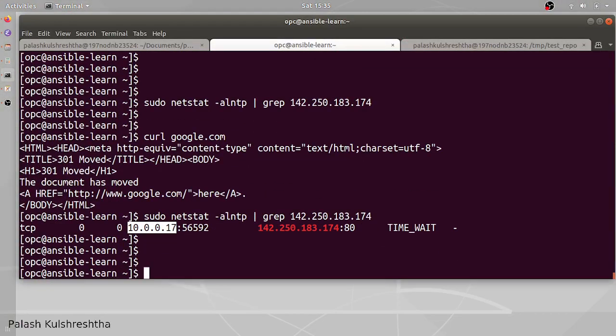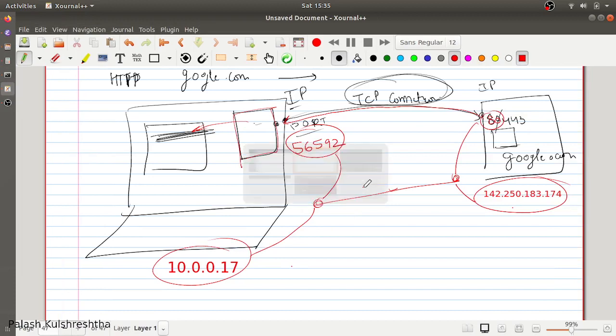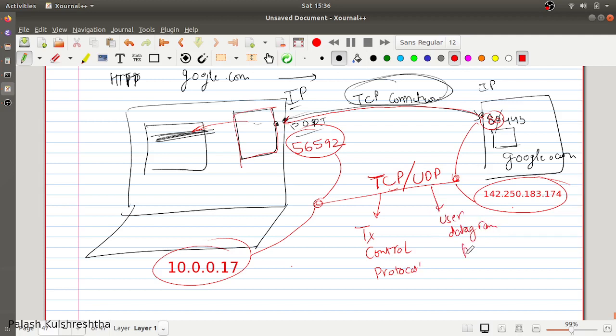Now let's find out what data is being transported between these two systems. So this data is TCP. When data is traveling between IP and port, it is in TCP or UDP format. TCP is Transmission Control Protocol, and UDP is User Datagram Protocol.